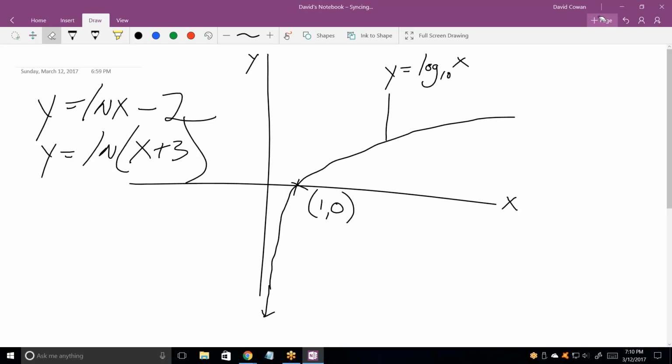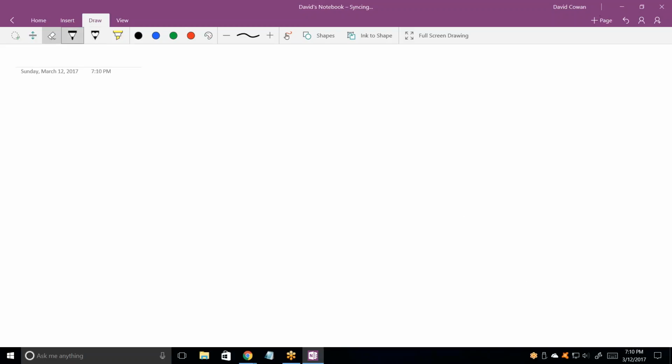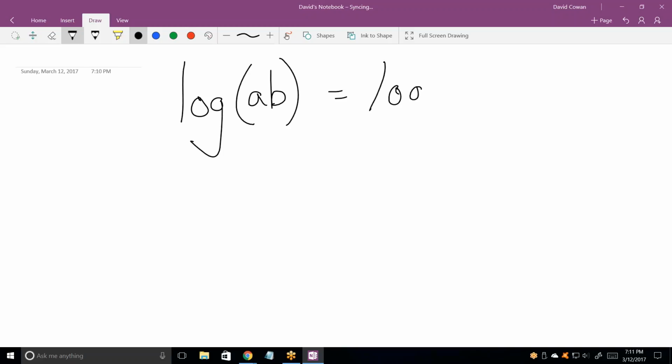Now, I'm trying to go through this quickly, but I guarantee you that you want to know all of this stuff. It's never going to hurt. There's 3 primary rules that apply to logs. One is if you take the log of 2 numbers that are being multiplied, that's the same as the log of A plus the log of B.